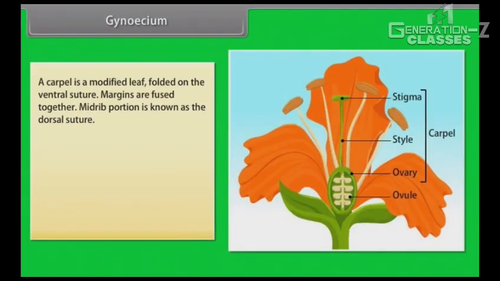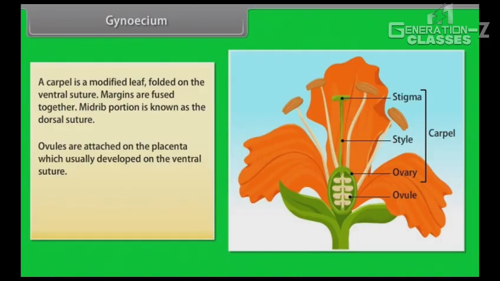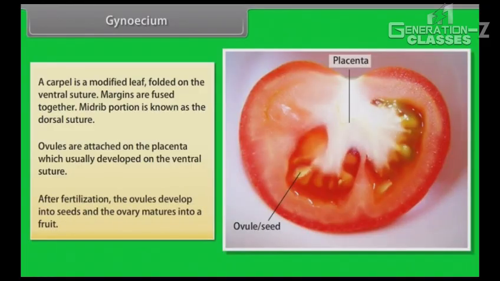A carpel is a modified leaf folded on the ventral suture. Margins are fused together. Midrib portion is known as the dorsal suture. Ovules are attached on the placenta, which usually develops on the ventral suture. After fertilization, the ovules develop into seeds and the ovary matures into a fruit.